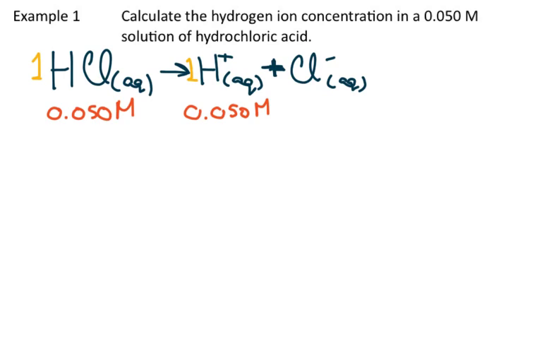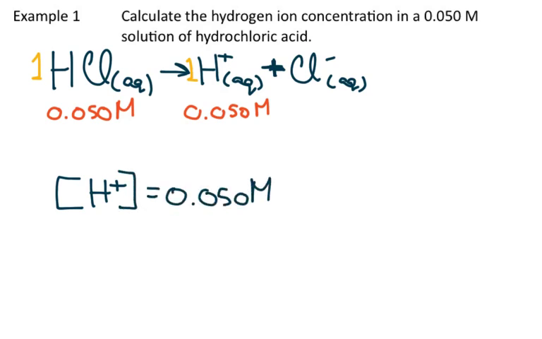We also know the concentration of Cl- as well, but it's actually not important to us. Dealing with acids and bases, the only things that make any difference are the concentrations of H+ and the concentrations of OH-. So this is in fact all we need. We can summarize it at the end if we want to. Concentration of H+, 0.050 molar.